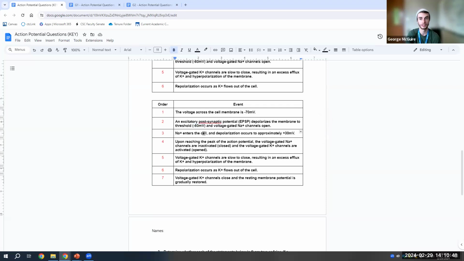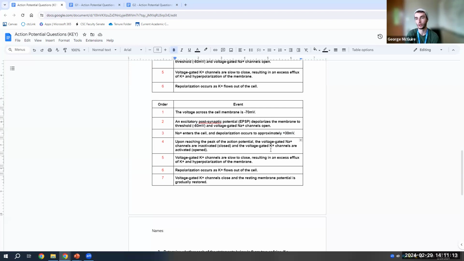So now that those channels are open, sodium is going to quickly flood into the cell, depolarizing the charge, making it much more positive, up until around +30 millivolts. At this charge, the sodium channels are going to close and the potassium channels are going to open. So that's what was next. Upon reaching the peak of this action potential, voltage-gated sodium channels are inactivated and voltage-gated potassium channels are activated.